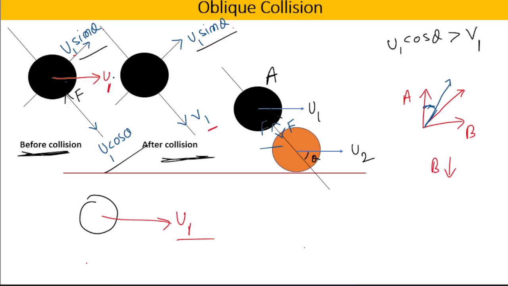And so if you have to talk here about in which direction body A will go after collision, you will say it will go in this direction. So it will move like this. Okay. You won't draw the net velocity ka direction this way. You will draw it this way. Why? Because V1 is less than U1 cos theta. So you have to be careful with all these sorts of geometry.